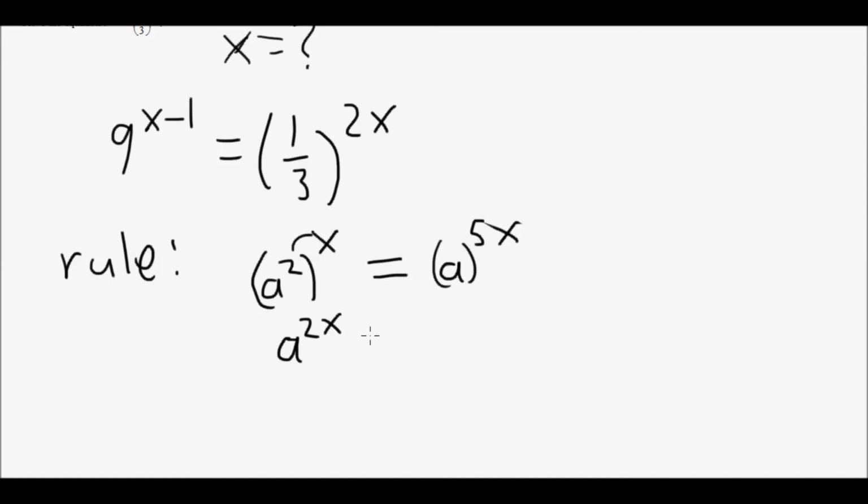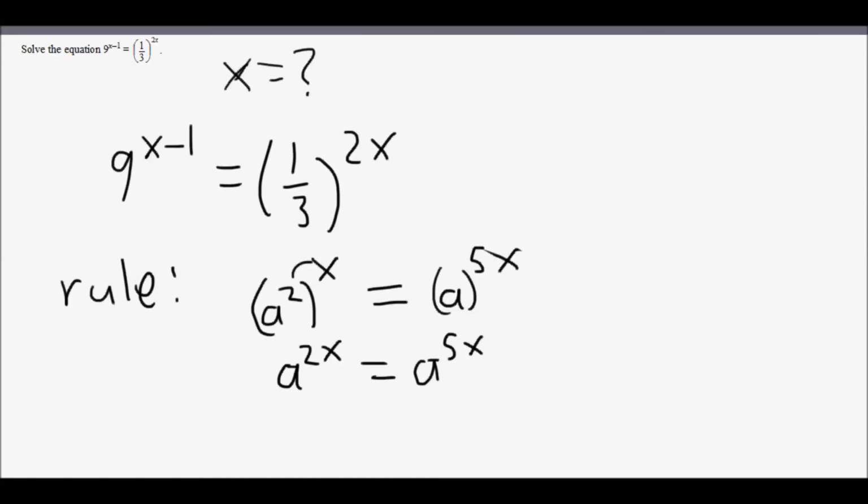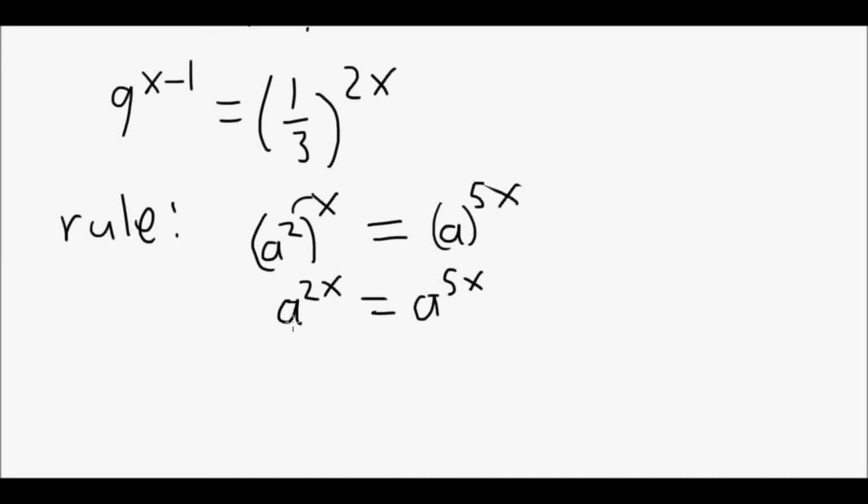We have a to the 2x equals a to the 5x. Now we can see that the exponent rule here is that we can cancel if the base is the same. So you have 2x is equal to 5x. Now this equation doesn't really make sense, but the idea is that when you have a term, and this has to be the base only, and the base is the same on both sides of the equation, you can cancel out the base and you will be left with the exponent equaling the other exponent.